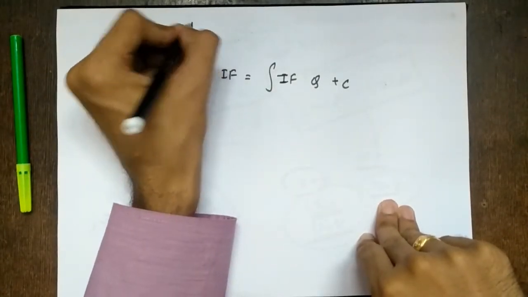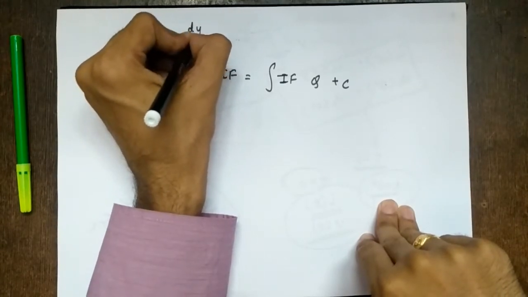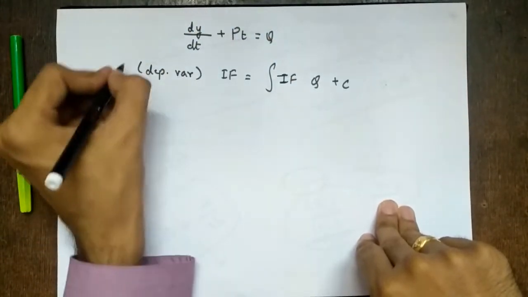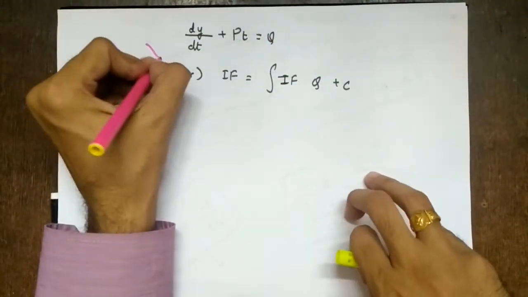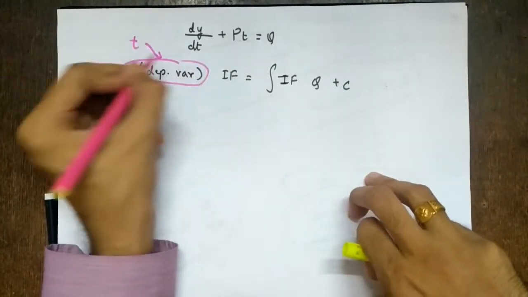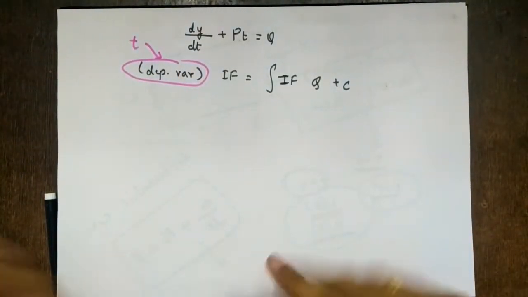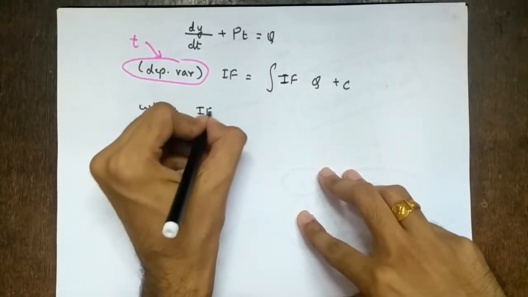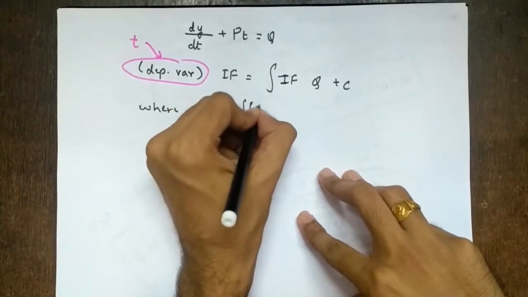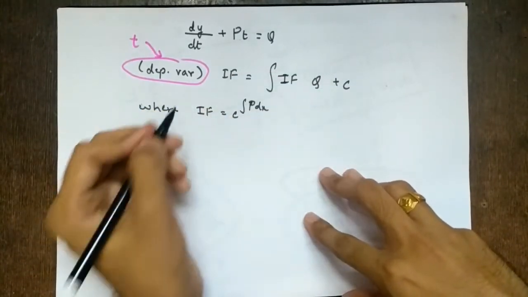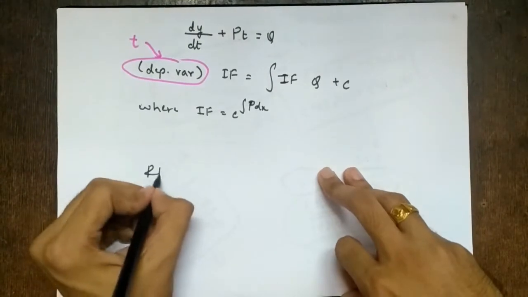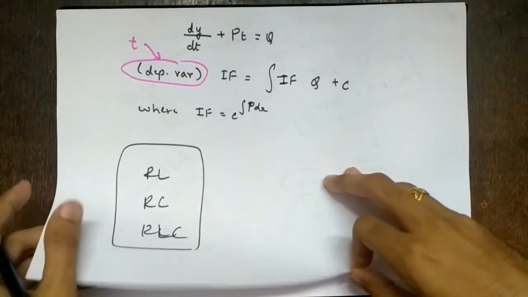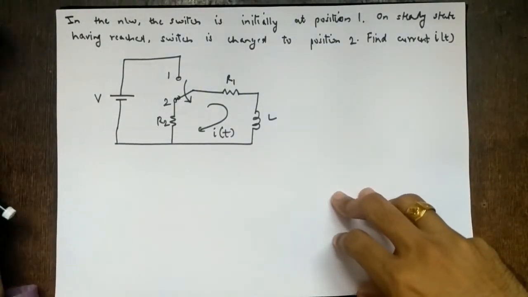So this is applicable for what? dy by dt plus p y equal to q. So the dependent variable is what? Nothing but y. Where you should know what the integrating factor is. The integrating factor equals e raised to integral of p dx. Okay, so this is the formula you should remember. This applies for RL, RC as well as RLC circuits. So instead of remembering too many formulas, you can just remember this single formula.